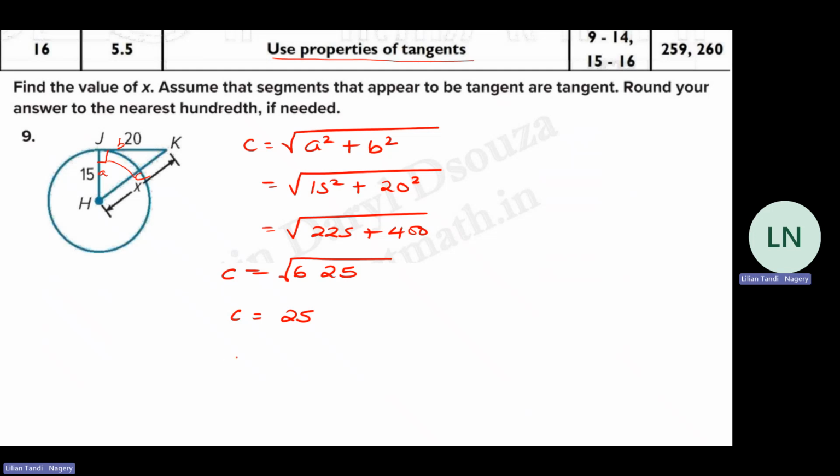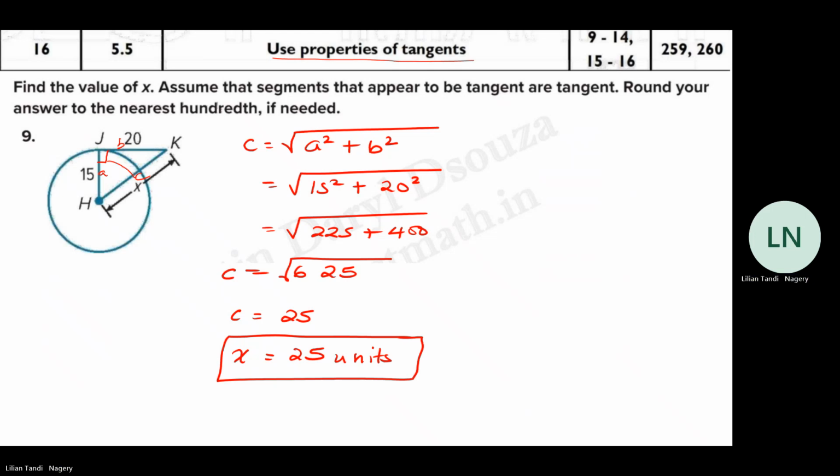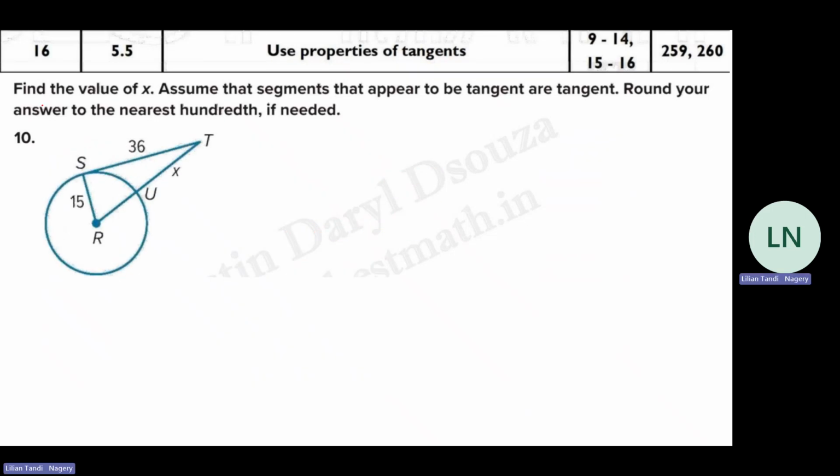And C is the same as X. So X equals 25. Did they give us units? No. So X is 25 units. Box your answer. Same thing here. Find the value of X. But now, when I look at this picture, X is only from here to here. So I should know the distance from here to here is 15 because it is the radii of this circle.